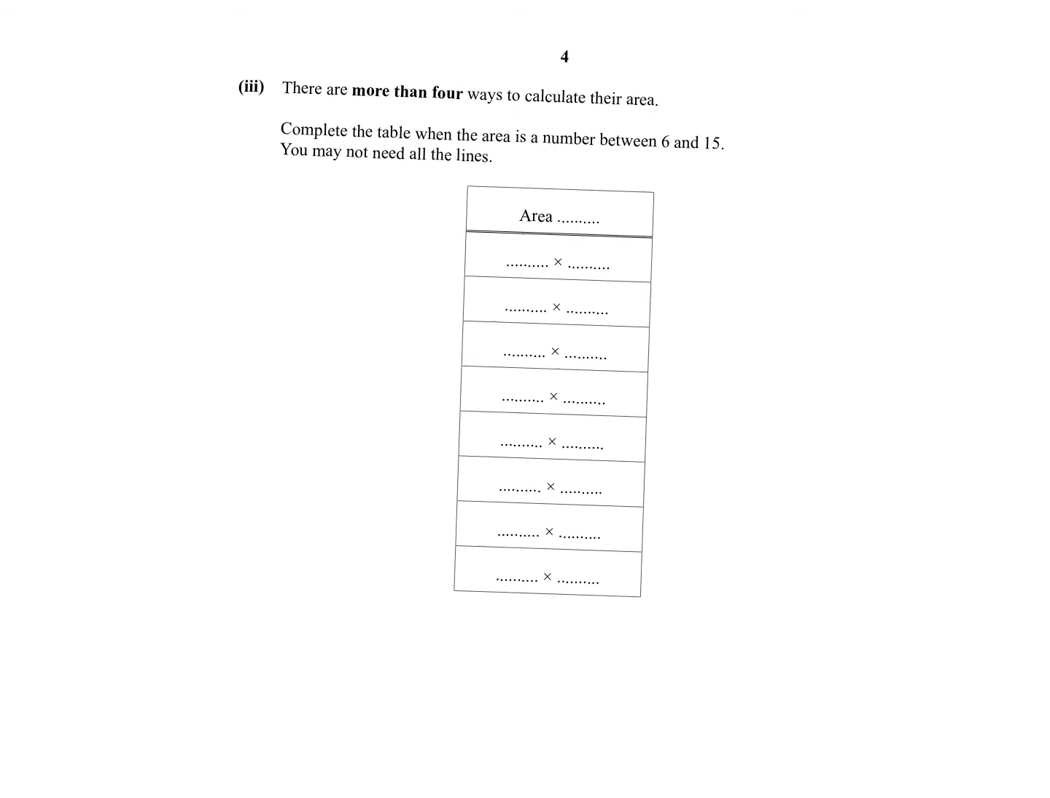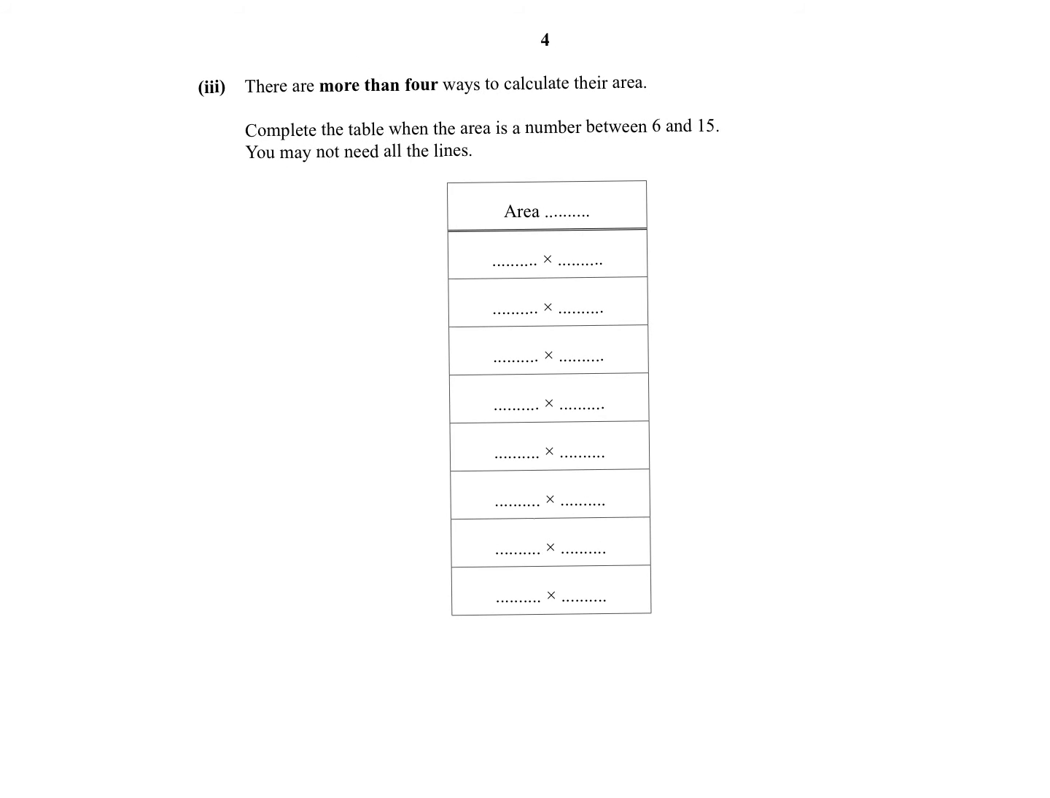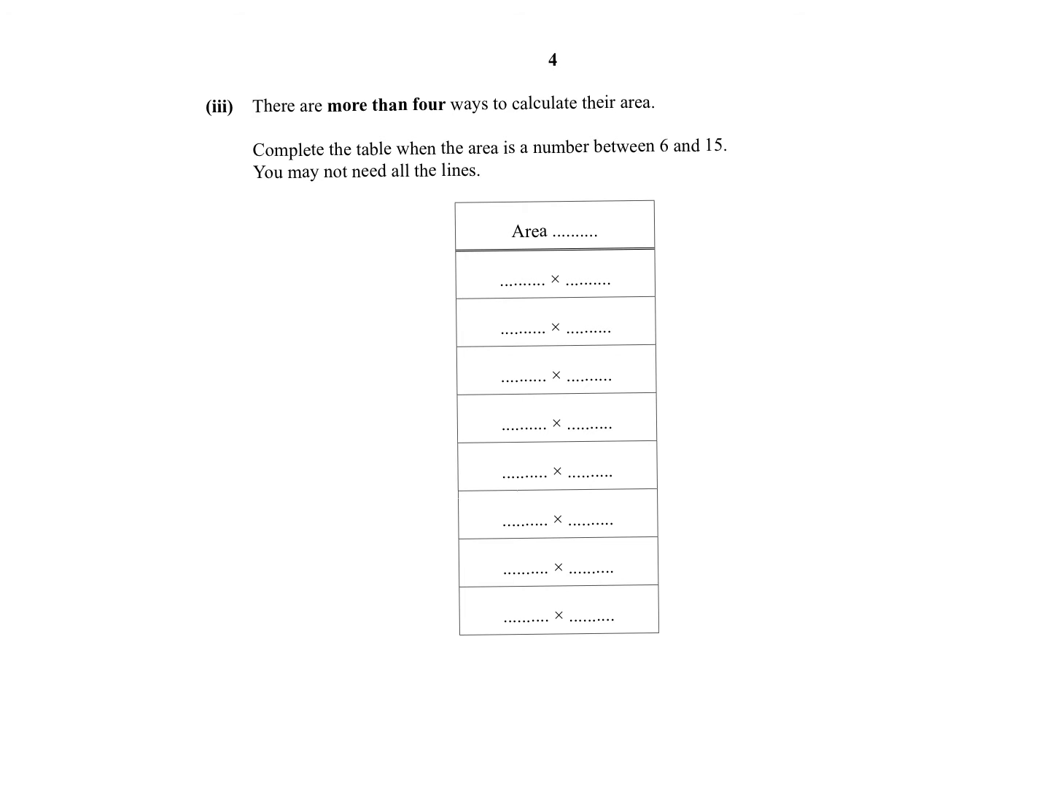Complete the table, the area for the number between 6 and 15. Okay, so then I need to choose a number where there's more than 4 ways to calculate the area. I've already sort of seen 6. I've seen 7. I've actually just done 8 on the other page. We just did 9. 10 is going to be similar, right? It's going to be 1 times 10, 10 times 1, 5 times 2, and 2 times 5. So that doesn't really work.